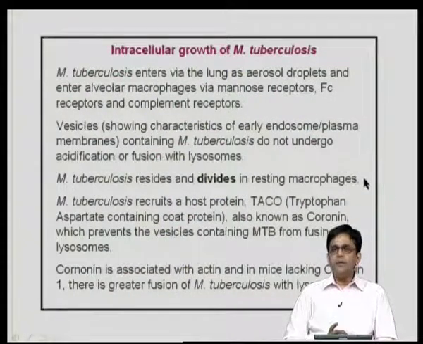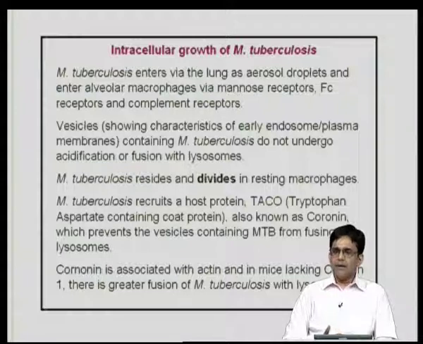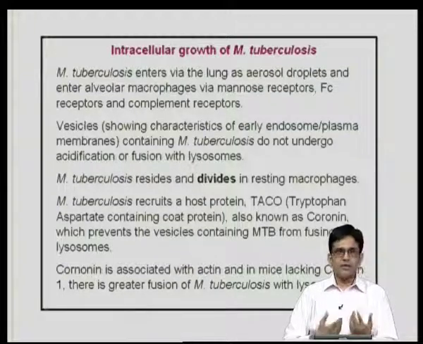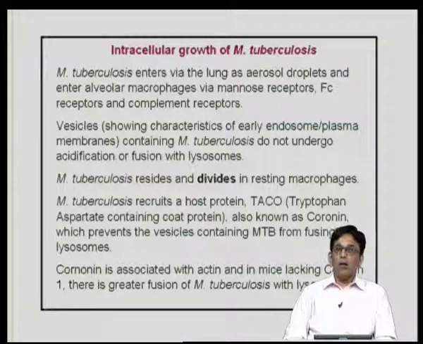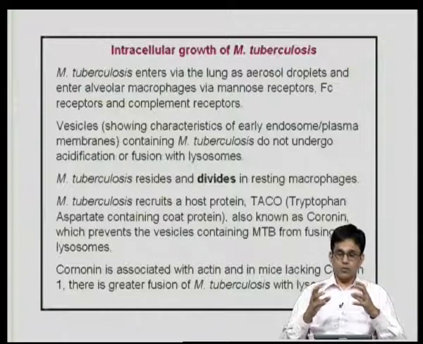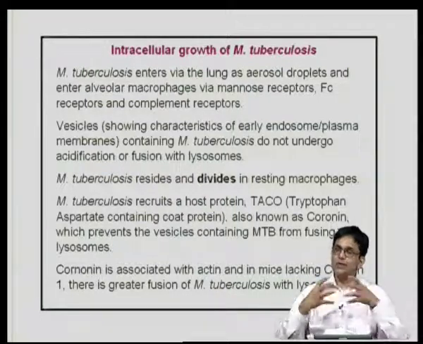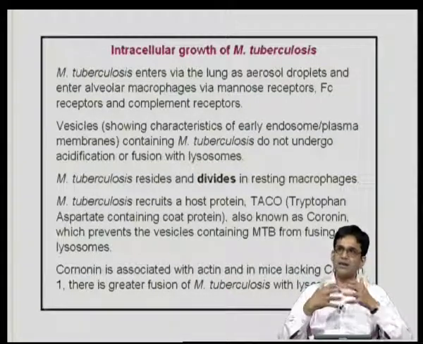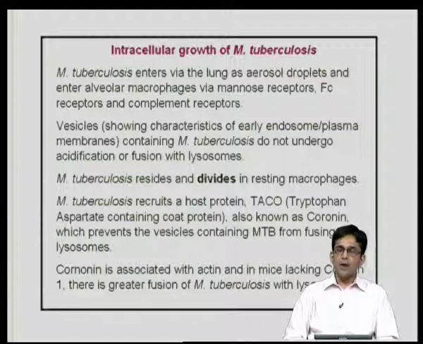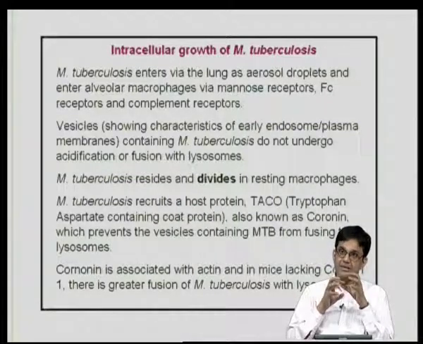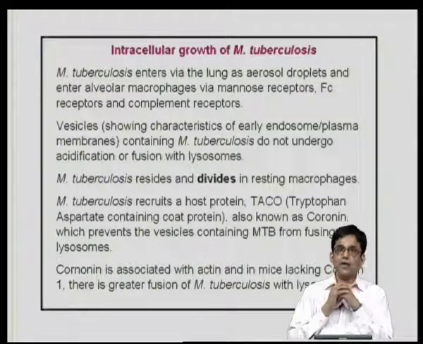Now, in terms of intracellular growth of M. tuberculosis, as was mentioned, M. tuberculosis enters via the lung. In terms of aerosols, you inhale it, and it enters the alveolar macrophages via mannose receptors, Fc receptors, and complement receptors. That is how it enters. Now, what is shown is that they stay within vesicles, and these vesicles do not fuse with lysosomes. If they were to fuse, then the M. tuberculosis would be digested by lysosomal enzymes. However, it is in the interest of the bacteria, M. tuberculosis, not to fuse with lysosomes.